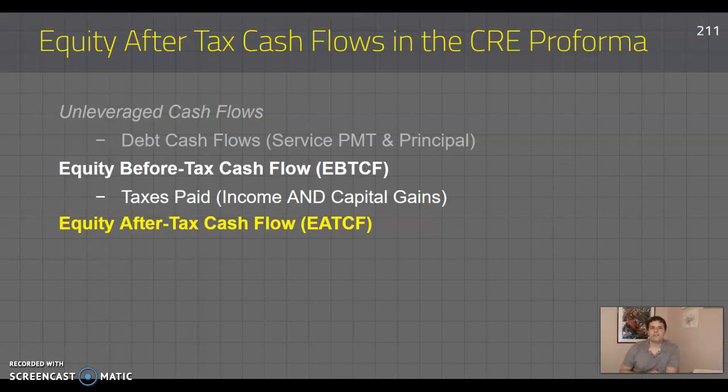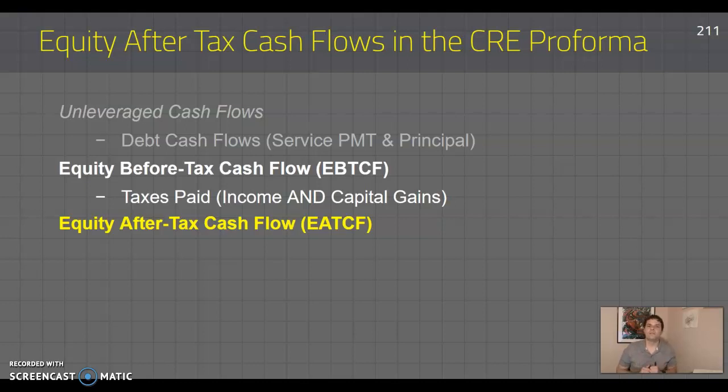So we start with our unleveraged cash flows. That's the property level returns that accrue to whoever owns the whole property. But we're often investing in partnership with a debt investor, or we've borrowed money from a lender to invest in the capital of this project. So we have to first isolate the debt cash flows. Earlier videos have shown how we calculate debt cash flows, or the payments and principal that we owe to our lender and when we owe those payments. And the net result of taking out the debt cash flows from our unleveraged cash flows is what we call our equity before tax cash flow, a concept that you should be familiar with before watching this video.